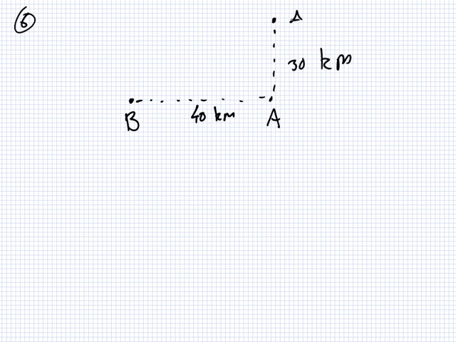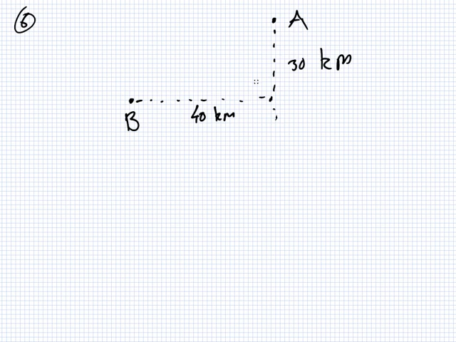Ship A is 40 kilometers east of ship B. So there's B, there's A. That's 40 kilometers. Oh, and also 30 kilometers north of ship B. Huh? Did I make a typing mistake here? Ship A is 40 kilometers east of ship B, and also 30 kilometers north of ship B. Yeah, so it should be up here actually. 30 kilometers. So not here. Okay.